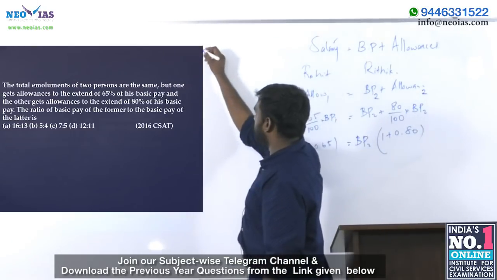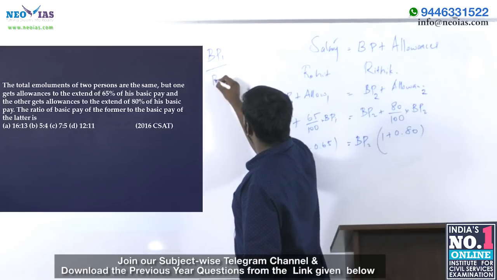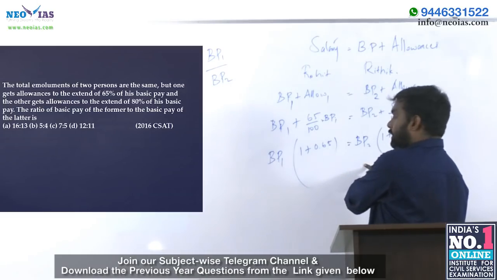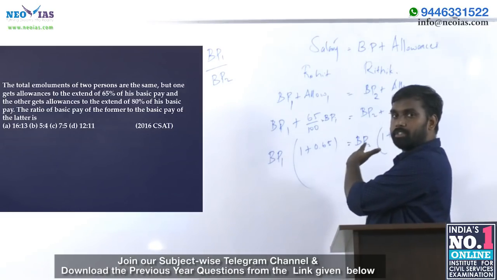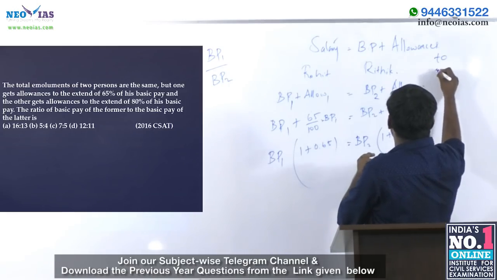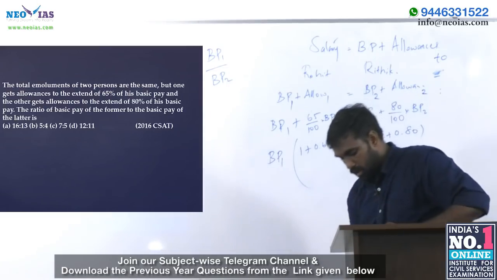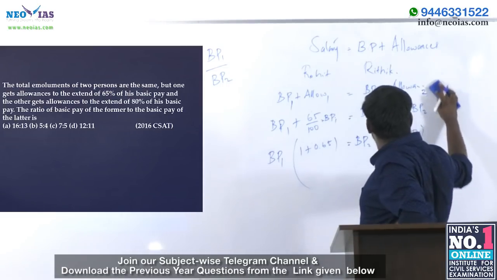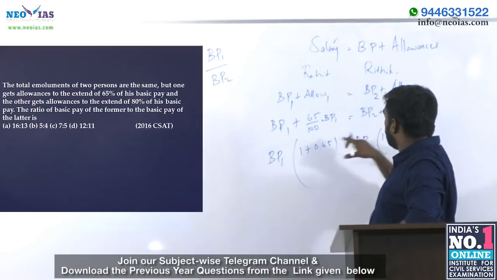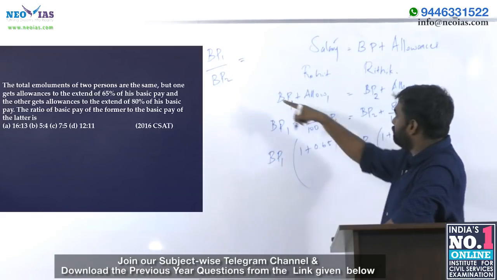Again we need the ratio of former to latter, BP1 by basic pay 2. The ratio of basic pay of former to latter. That is one more way of representation of ratio. Either we put 2, or we put by, or we put is to. All those are representation of ratios. So here also former to latter is being asked. So it will become BP1 to BP2, basic pay 1 to basic pay 2.